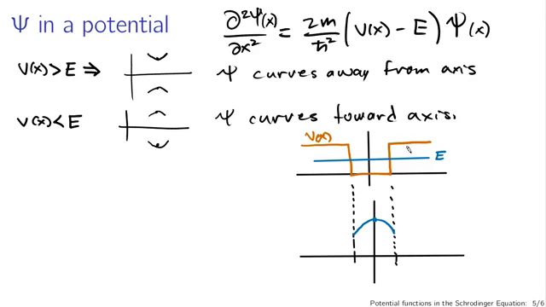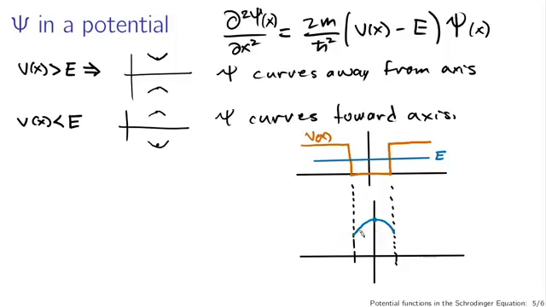Outside our central region here, the potential energy is larger than the energy of the state, and you get curvature away from the axis. What might that look like? Well, something curving away from the axis. It's going to look sort of like that. But where do I start it? Do I start it going like that? Do I start it going like that? What does this actually look like?